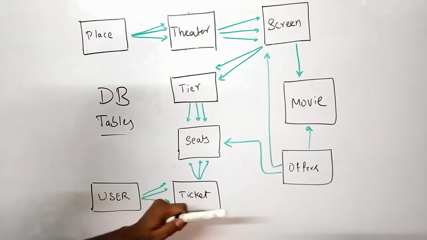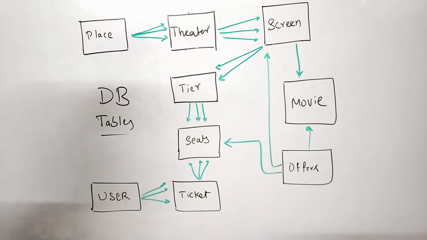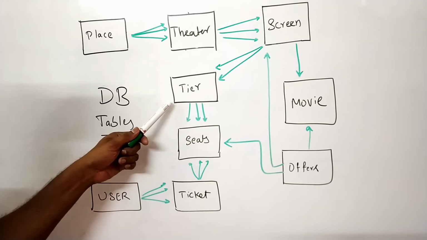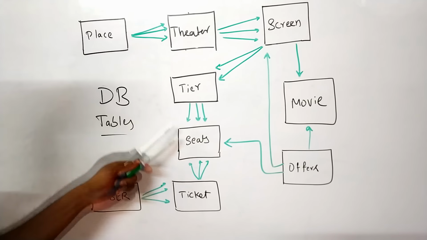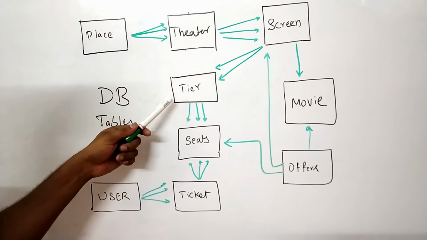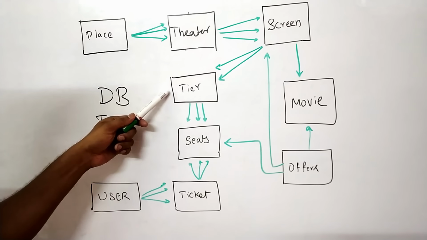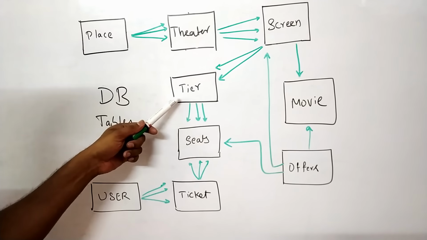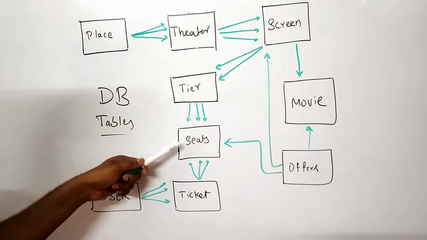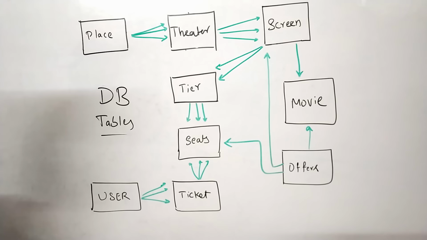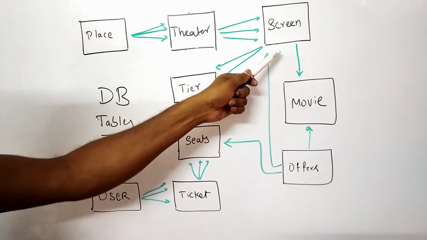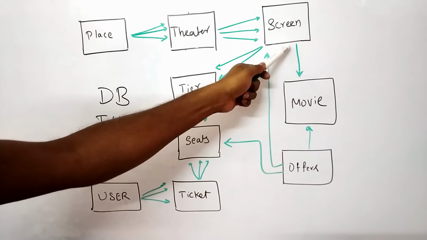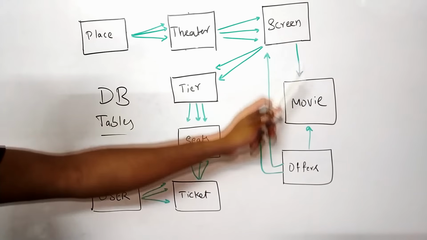And each screen will also have different tiers of seats, or different kinds of rows of seats. So we need multiple tiers, and then every tier will have different seats. The pricing for different tiers of seats varies, so this is where we can handle that. Each tier will have multiple seats. Also, only one movie can be played in a particular screen at any given point of time, so there will be only a one-to-one relationship between screen and a movie.